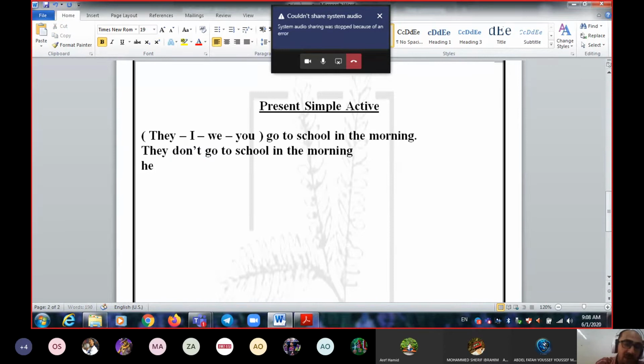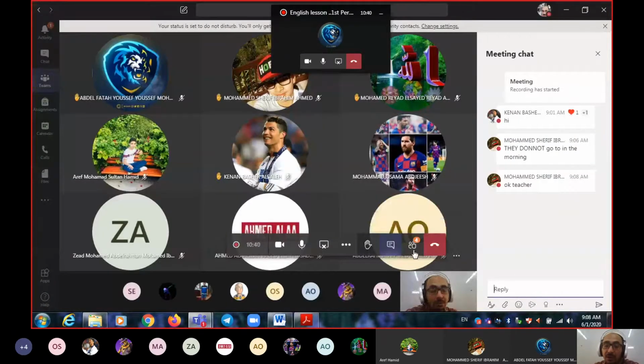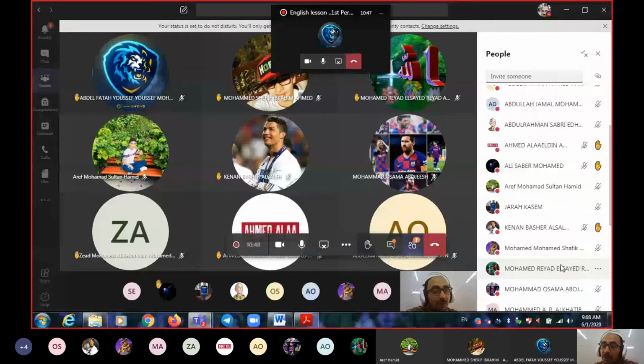Let's have another example. He goes, not go because of he, to school in the morning. Who can change it into negative right now? Raise your hand as Abdul Fattah did a minute ago, if you know. Raise your hand if you know. Abdul Fattah, Kinan, MashaAllah, Muhammad Riyad, Ahmed Alauddin, Ali Sabir.